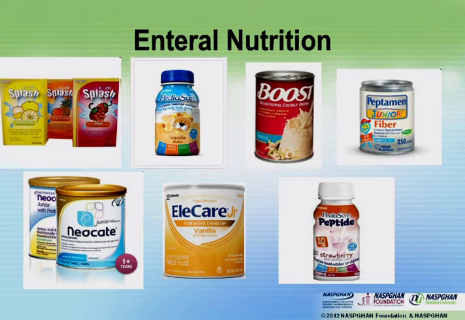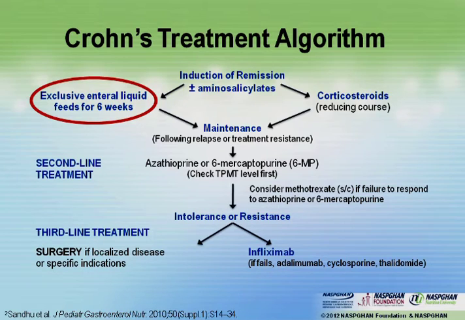This algorithm was actually taken from a review or position statement from the UK equivalent of NASPGHAN, and it's their algorithm for the therapy of Crohn's disease. They induce remission by either treating with steroids or, more commonly, an exclusive enteral liquid diet for about 6 weeks.